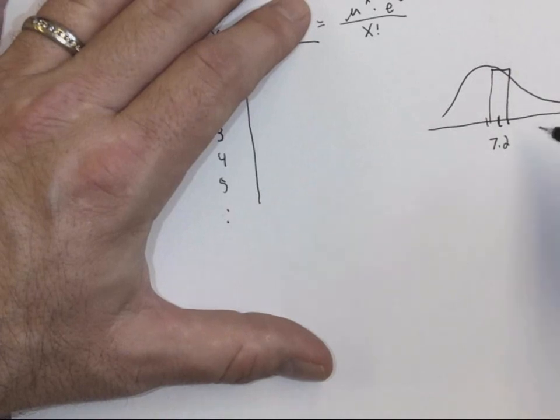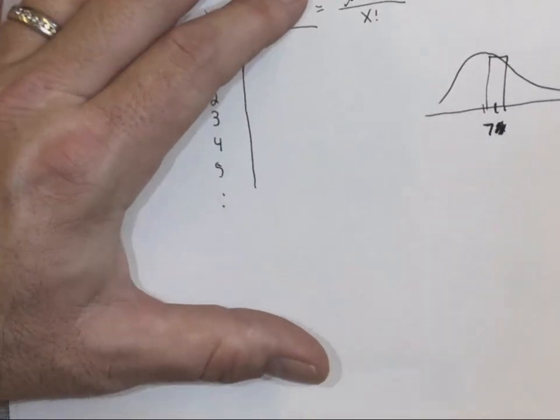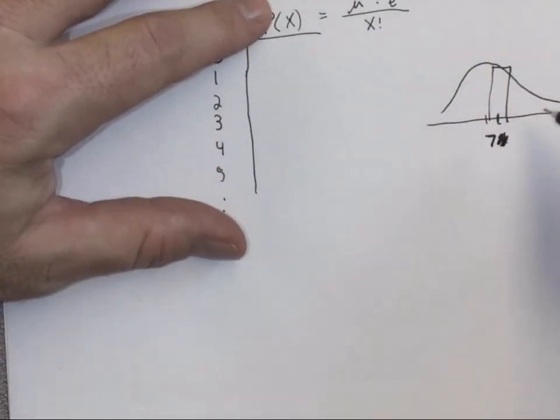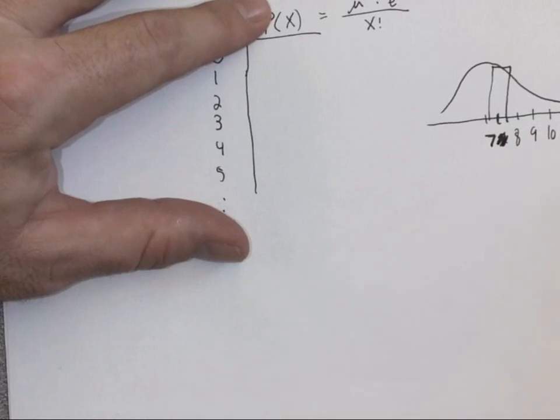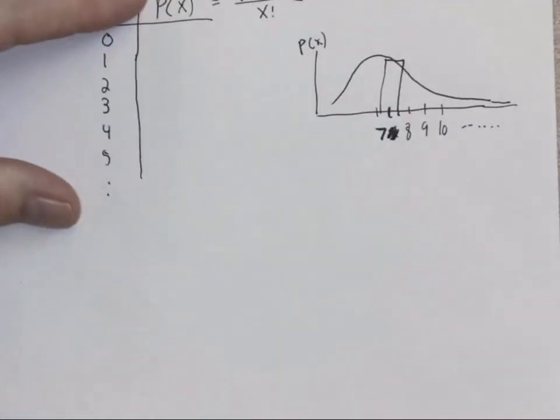But to tell you the truth, you can't really have a 7.2. You can only have 7. The mean being 7.2 doesn't mean you're going to get 7.2 calls that day. It just means that that's the mean number. So you could have 7 and you could have 8 calls and you could have 9 calls and you could have 10 calls and so on. But as you go further and further out, you can see that these probabilities are getting smaller and smaller. So that's kind of the idea.